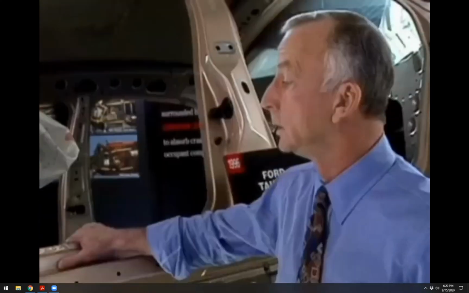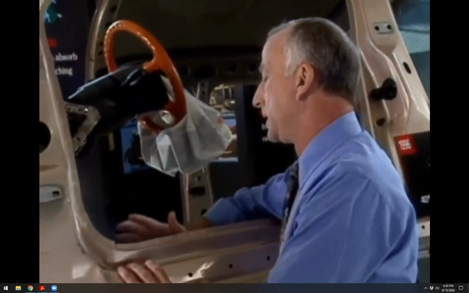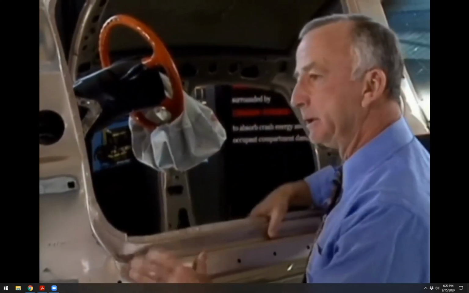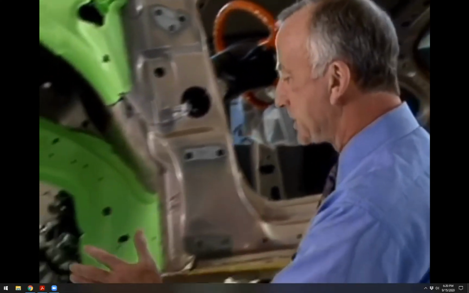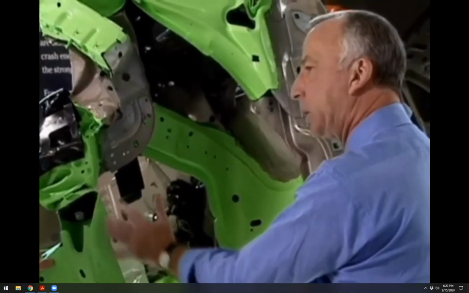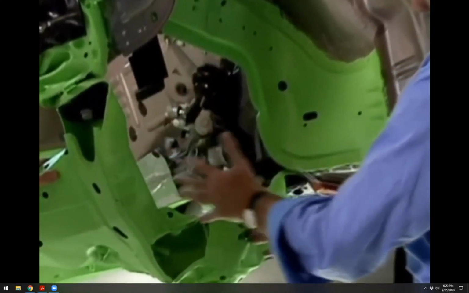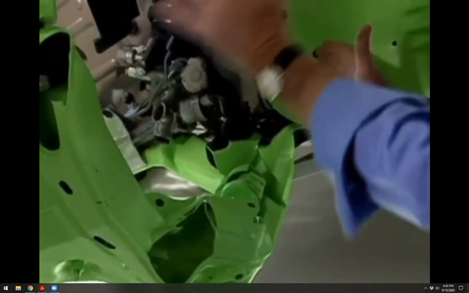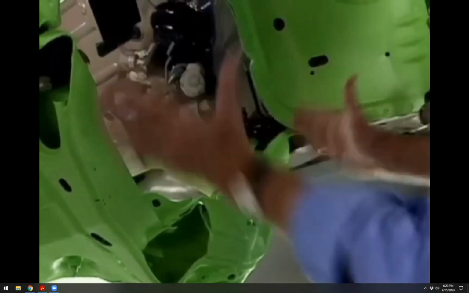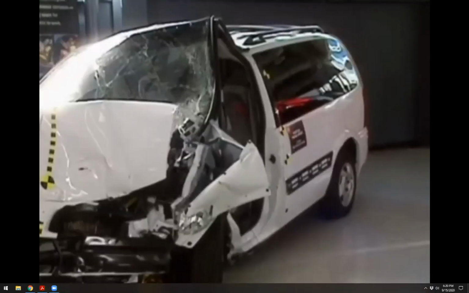Exactly the same concept. So this is a vehicle that did well because there's very little intrusion anywhere in the occupant compartment. These elements here, even though they're strong enough to hold an engine and suspension, actually buckled and crushed just like they're designed to do. So the damage is confined to the front end.